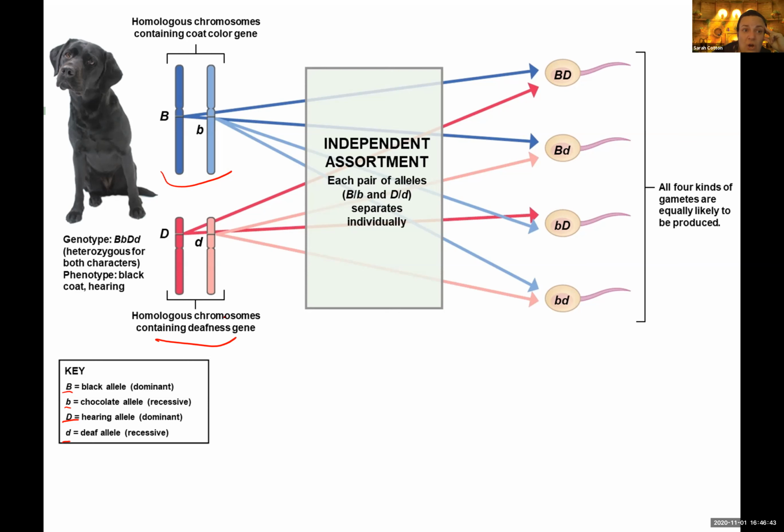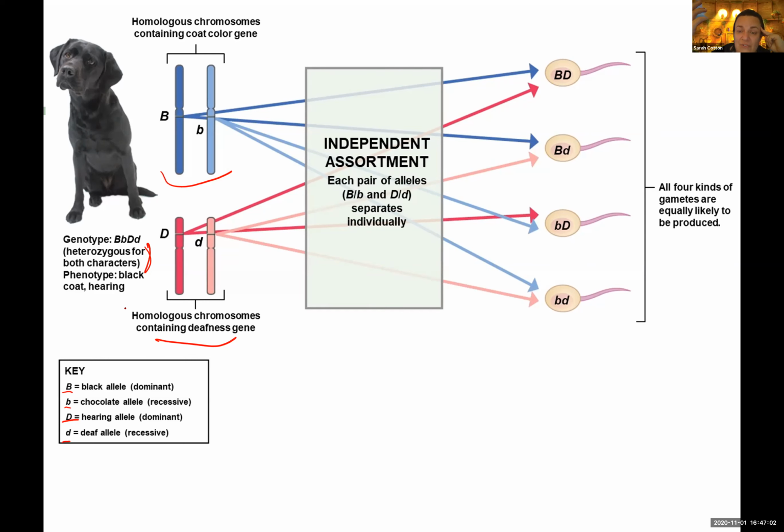So if this is our daddy here, and daddy is heterozygous for both, he's got big B, little b, big D, little d. Sorry if you're dyslexic. This is going to be real hard with the B's and the D's.